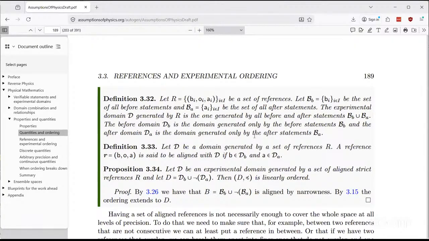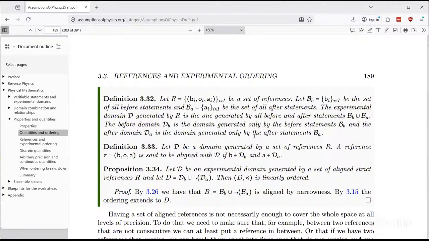Yeah, okay, so BA was a set of after statements. For a moment there I thought it was before statements as well, but that's just me being a bit distracted. Definition 3.33: let D be a domain generated by a set of references R. A reference R equals BOA is said to be aligned with D if B is an element of DB and A is an element of DA. So the before of this particular reference is in the domain of the before statements, and the after of that particular reference is in the domain of the after statements.